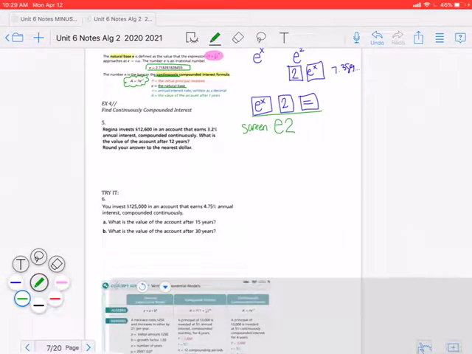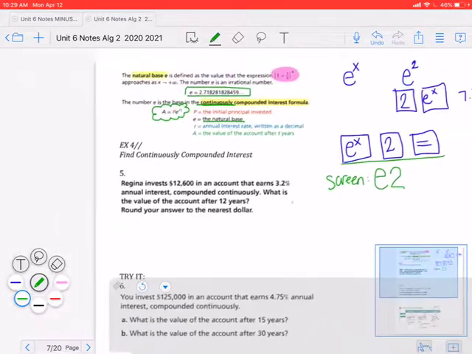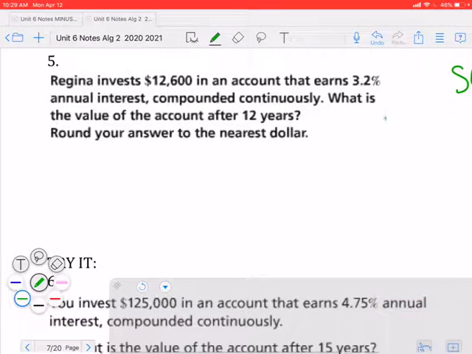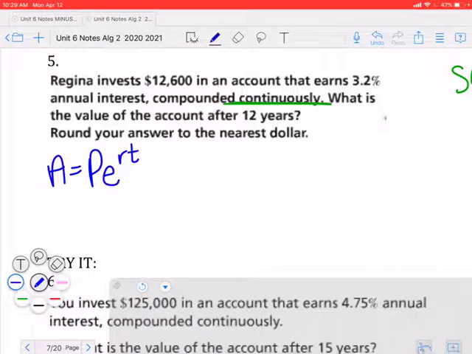Okay, so now let's come over here and do some of these problems. Again, you want to make sure you can use your calculator properly so that you're getting the right answer. Regina invests $12,600 in an account that earns 3.2% annual interest compounded continuously. When they say compounded continuously, that's when I know I use the PERT formula, P times e to the power of RT. What is the value of the account after 12 years?